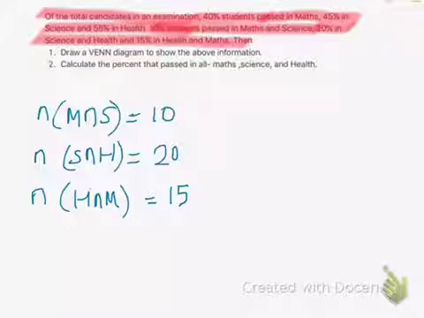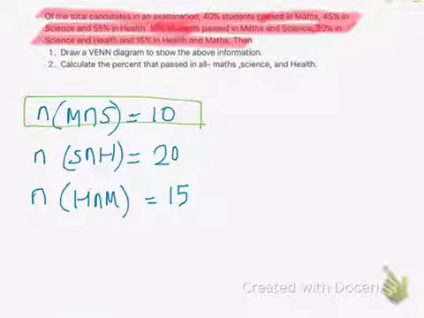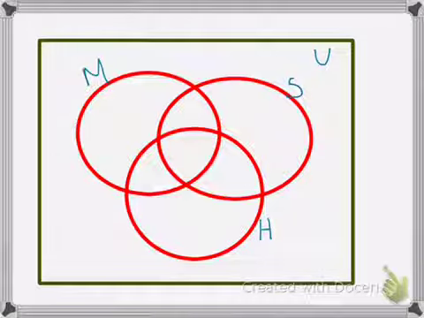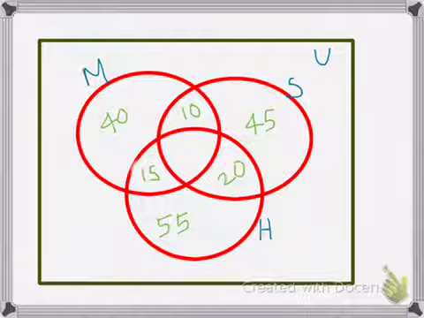10% students passed in maths and science, 20% in science and health, and 15% in health and math. Here I have illustrated it symbolically: M intersection S is 10, S intersection H is 20, and H intersection M is 15. This is the scratch of the Venn diagram. Now let us represent the information here. So this is what we get on filling the information.